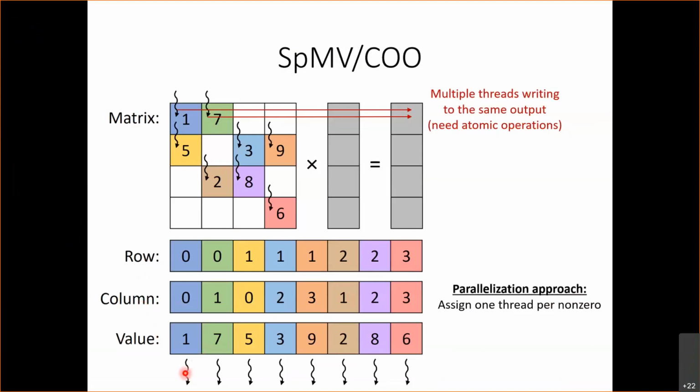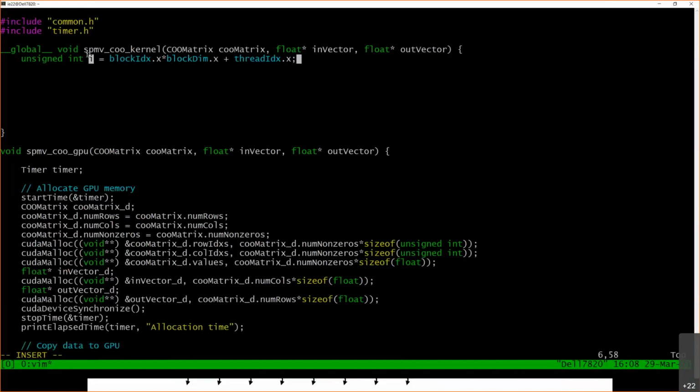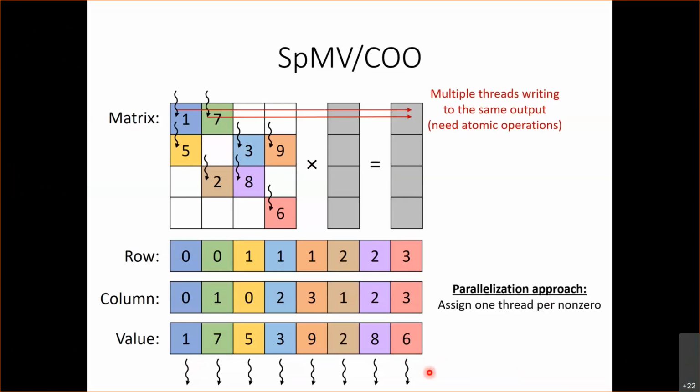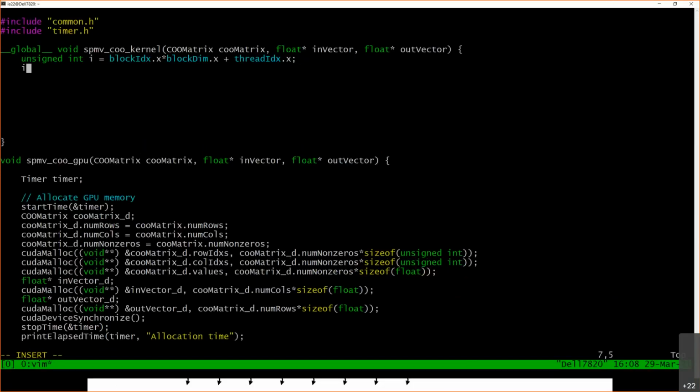Now one thing I need to make sure of is that I am within bounds. How could I be out of bounds? What do I need to compare i to, to make sure that it's within bounds? Well, I need to make sure that I don't have any threads out here. I just make sure that i is less than the total number of non-zeros in the matrix. All right, if i is less than the total number of non-zeros, so the COO matrix has a field over here which is nonZeros.